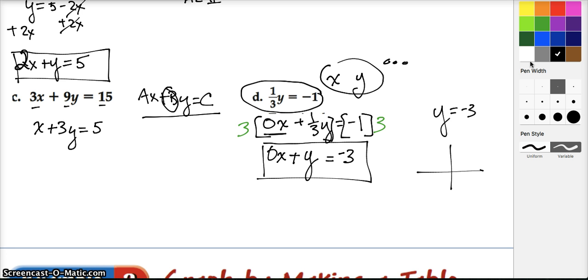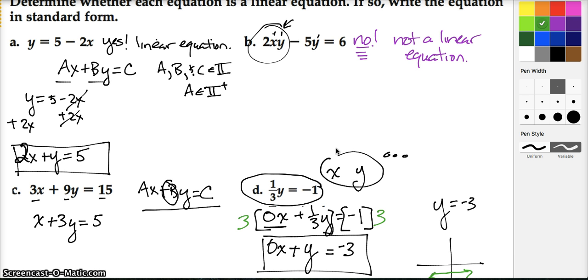And a little hint, equations like this are going to be horizontal lines. And we'll talk about that again. So out of these 4, 3 of them were definitely linear equations that looked really different, and this one was not because of that xy multiplication there.